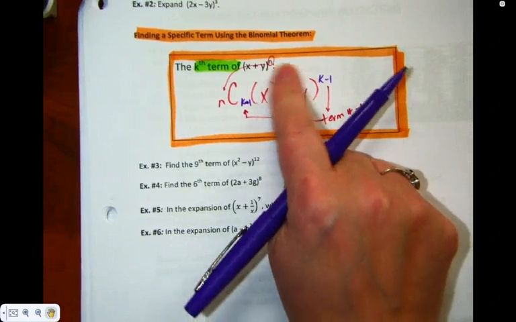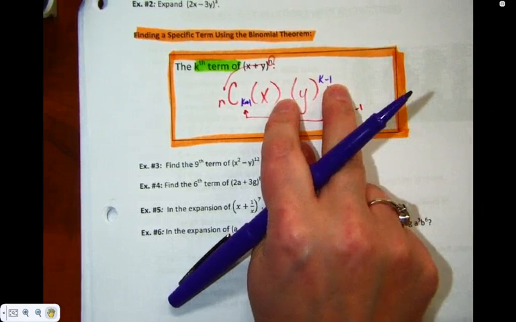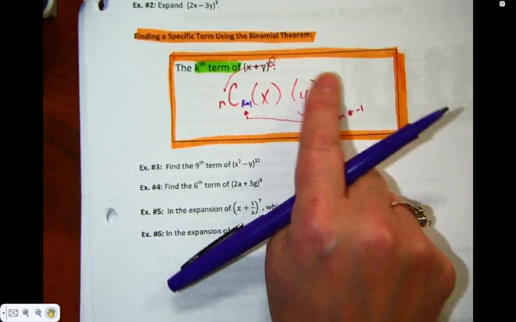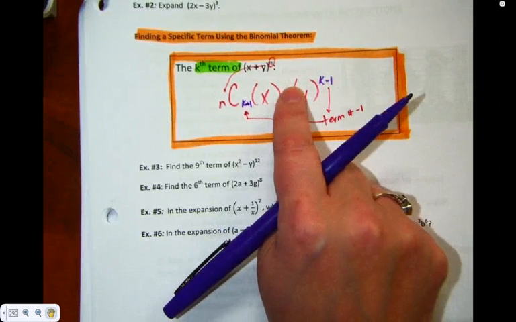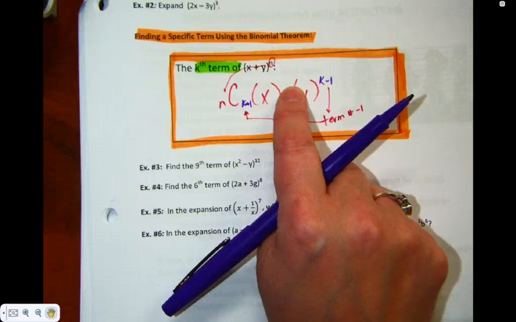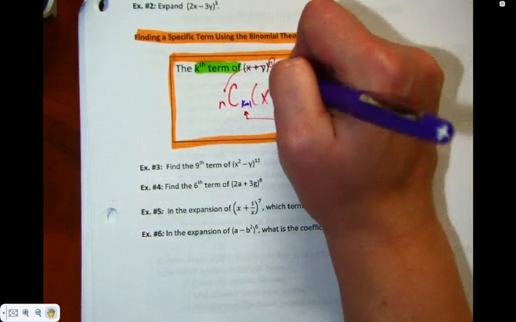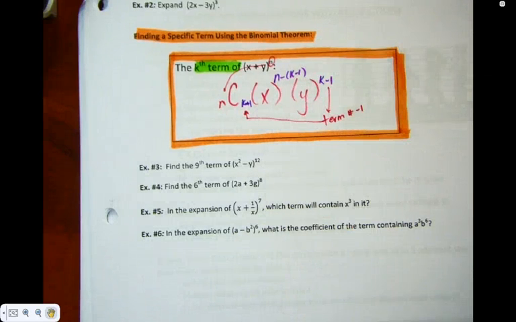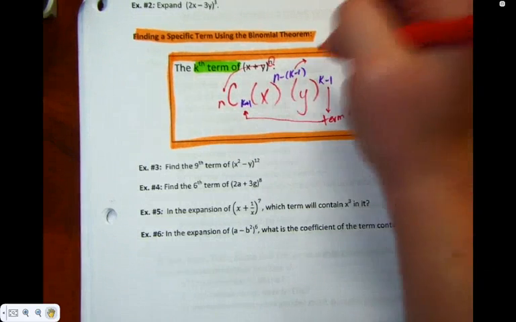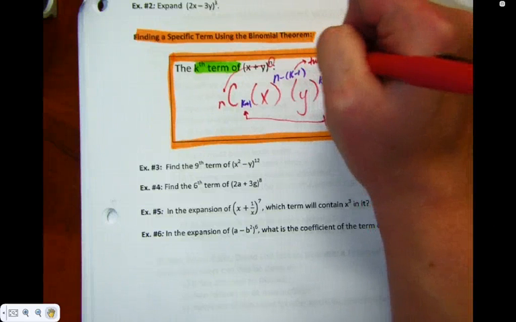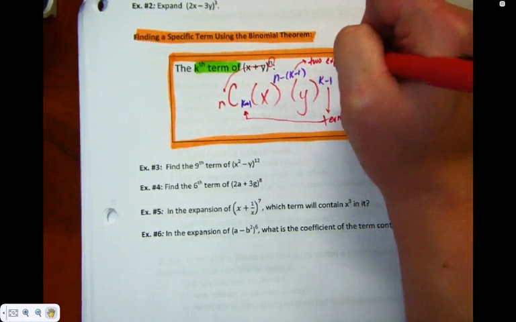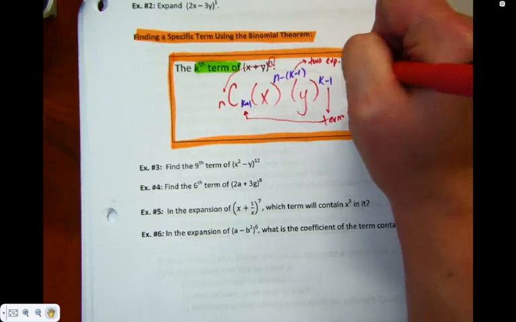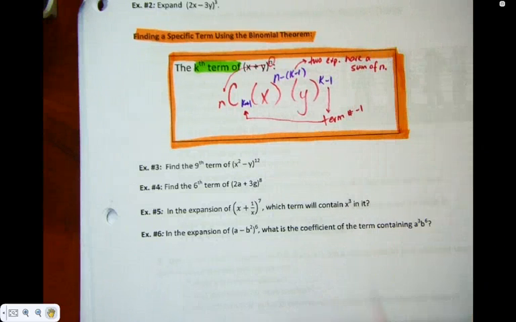And all we need now is the exponent on x. What's the relationship between the two exponents? It adds up to give us n. So we call this n minus, and then in brackets, k minus 1. n minus (k minus 1). And that's just from the two exponents having a sum of n. The two exponents have a sum of n.